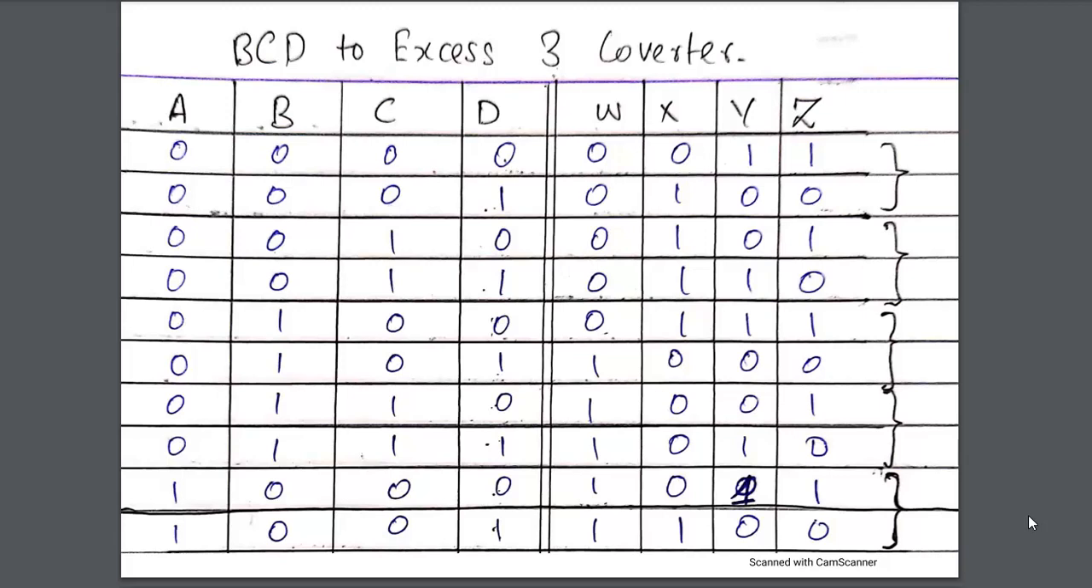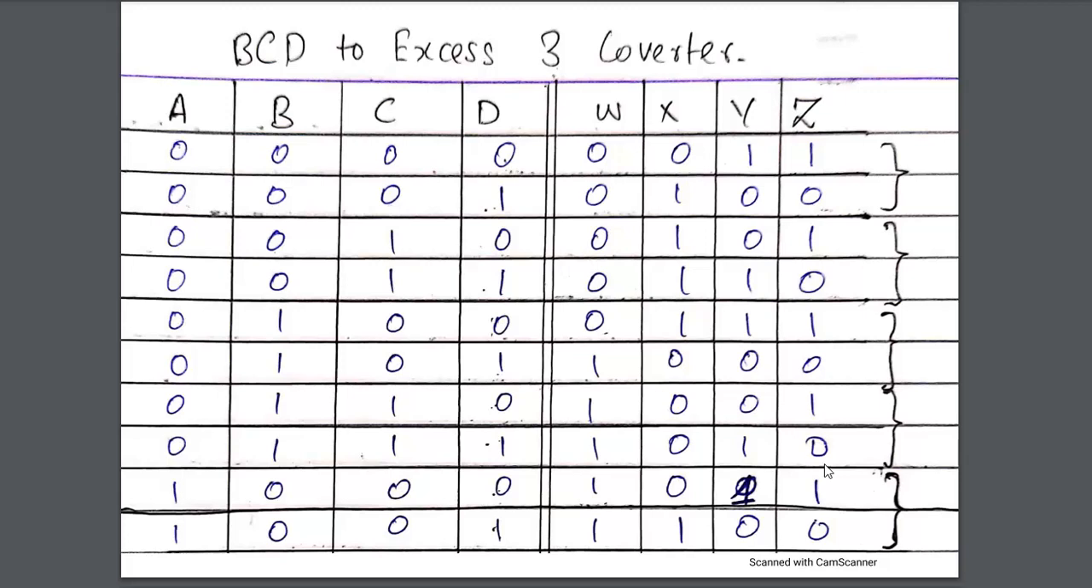The circuit I'm going to implement in front of you today is a converter that converts a 4-bit BCD number to its 4-bit Excess-3 form. This circuit is basically a BCD adder that adds the BCD form of 3 to the decimal to convert them to a new number system.